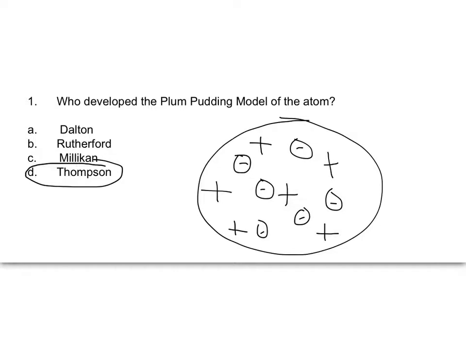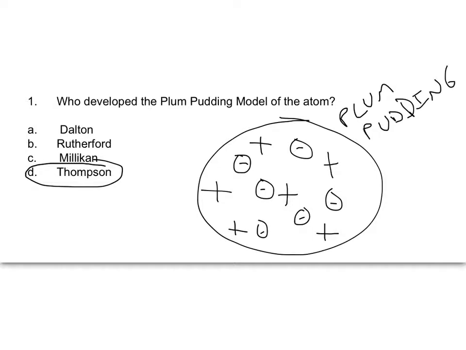Okay, so it's this big mass of positively charged matter, not protons because they didn't know those existed yet, but just sort of a cloud of positively charged material with electrons inside. That's the plum pudding model that was developed by Thomson.